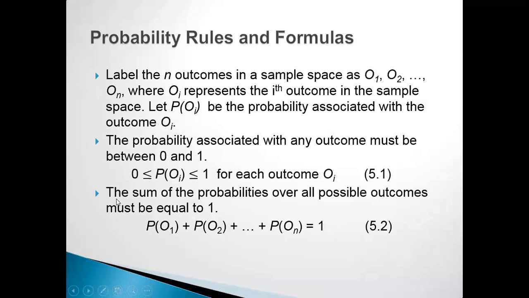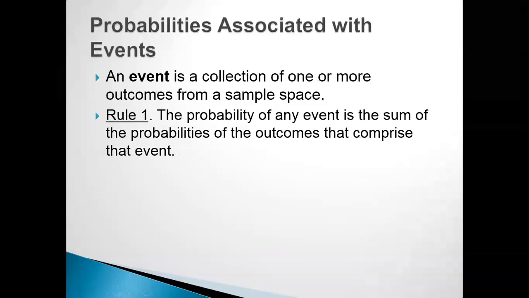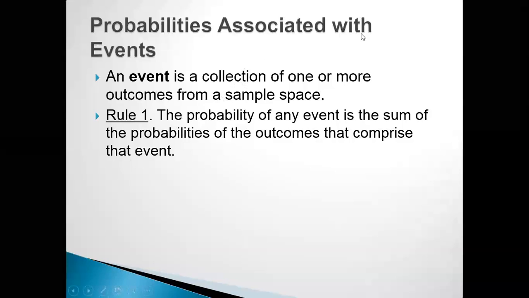And the second one is what? The sum of probabilities over all possible outcomes must be equal to 1. So whatever the probabilities are, if you sum all the probabilities, it should be equal to 1, okay? Then probabilities associated with events.